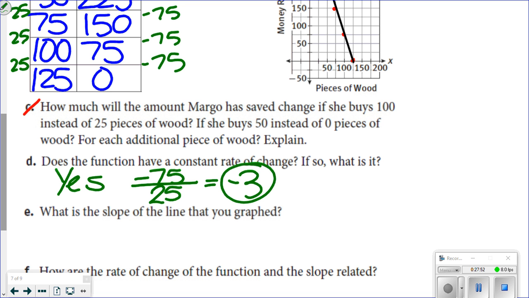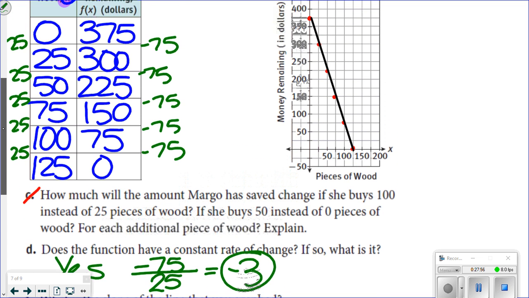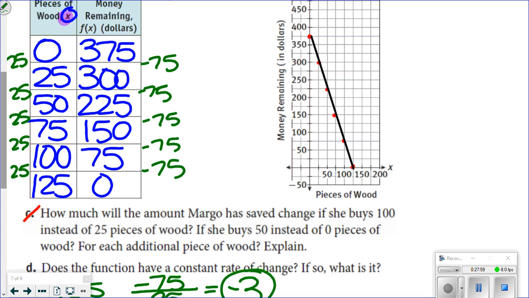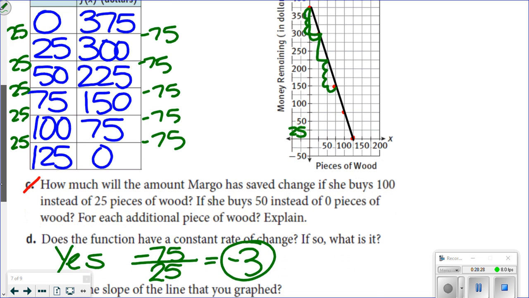Question E, what is the slope of the line that you graphed? All right, let's look at this. From here to here, or here to here, I'm going down 1, 2, 3 over 1. Okay, but we should probably use the ordered pairs, and we should look at each box. It actually isn't worth just 1. It's worth 25. Okay?